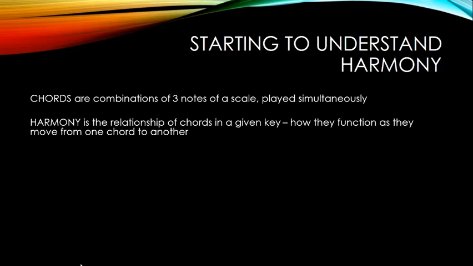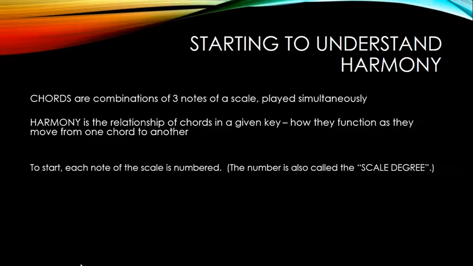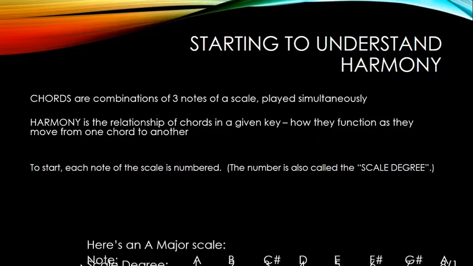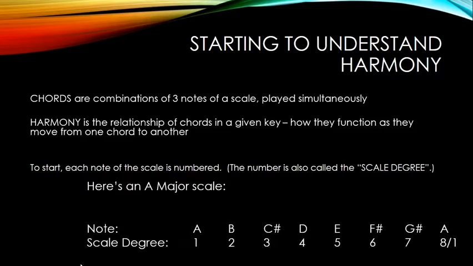To get us going, we're going to have to take scales and number all of the notes in the scale. So here's an example, A major. There you see every note, and there you see every note numbered. These are called scale numbers or scale degrees. And you'll see 1, 2, 3, 4, 5, 6, 7. And then you have 8/1.